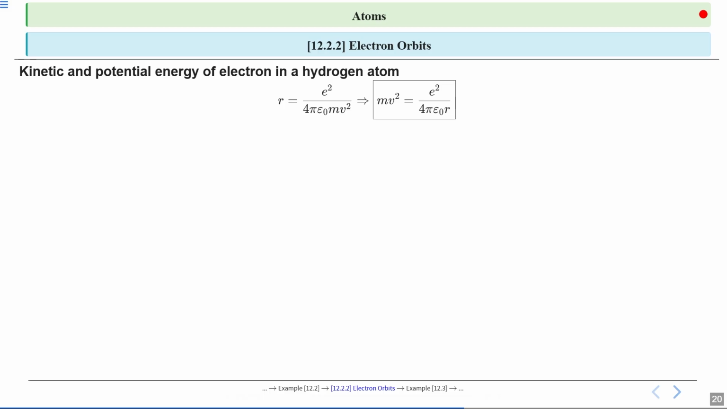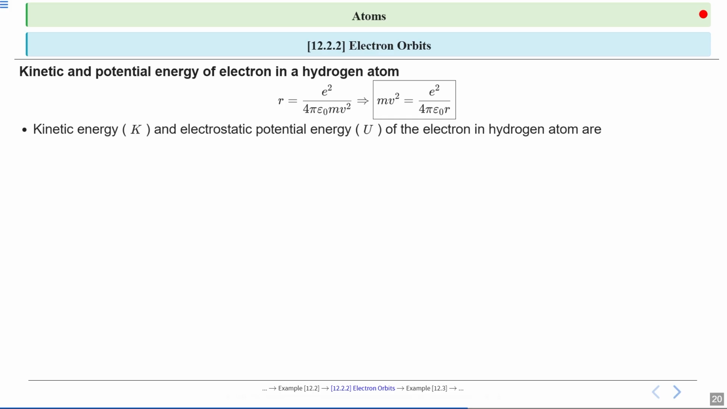So let's start with the relationship between the radius of the electron orbit and its velocity, and we will find the kinetic and potential energy of the electron in a hydrogen atom. The formula here shows that r equals e squared divided by 4 pi epsilon naught m v squared, which rearranges to m v squared equals e square upon 4 pi epsilon naught r. Here e is the electron charge in coulombs, m is the mass of the electron, v is the speed of the electron, and r is the radius of the orbit of the electron.